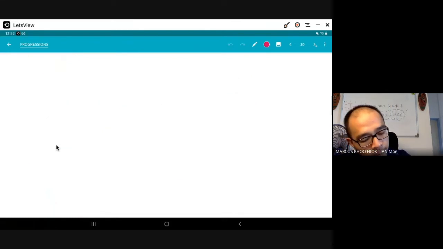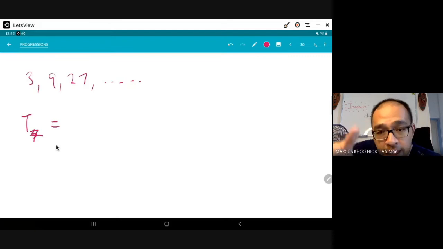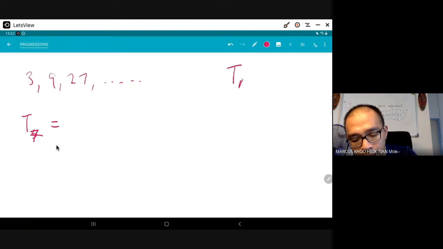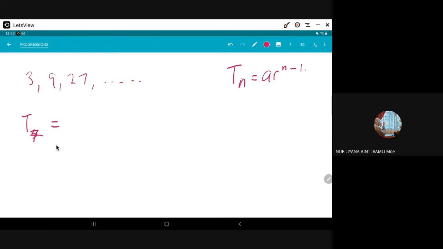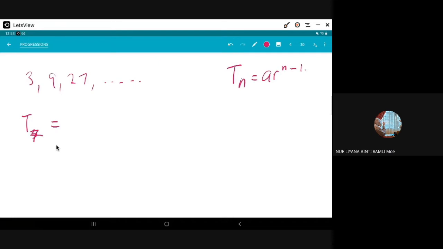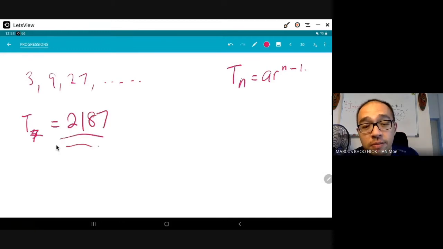Okay, let's try another one. 3, 9, 27 dan seterusnya. Carikan untuk saya T7. Saya bagi kamu 3 minit. Find the A, find the R, substitute into the formula. The formula is Tn equals A R to the power of n minus 1. The answer is 2187. Okay, so pretty simple.